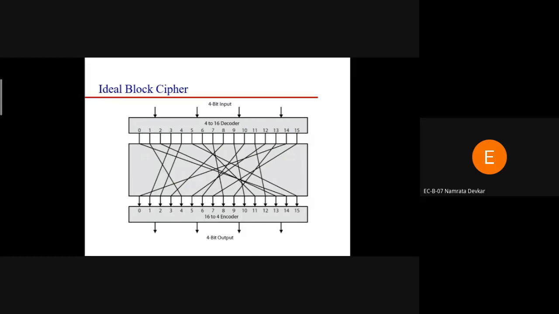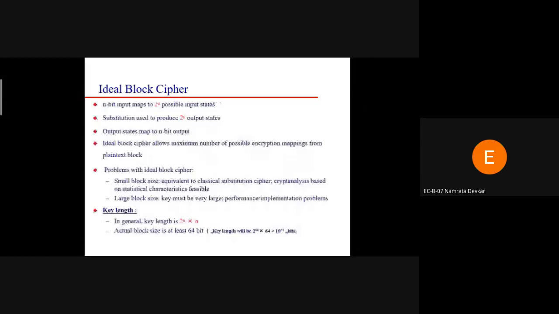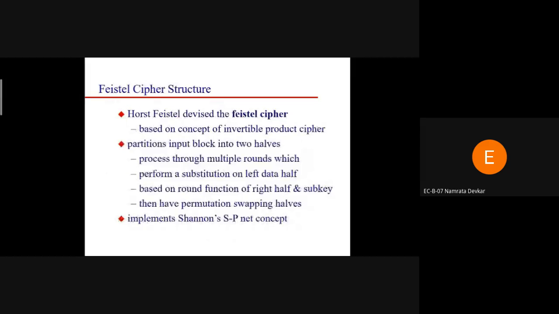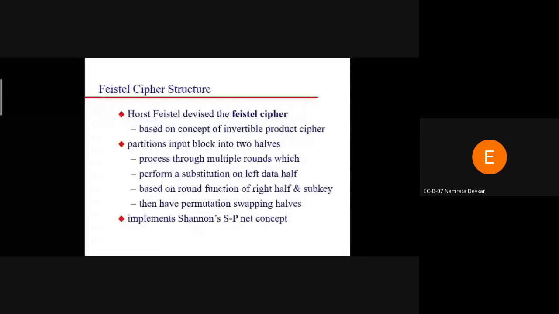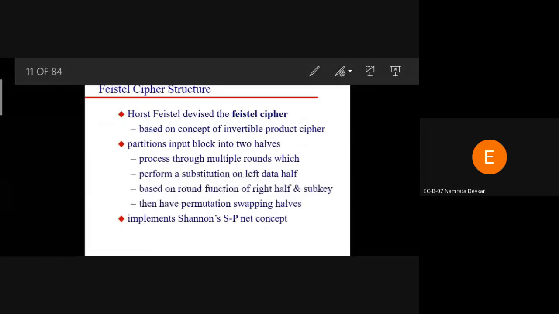There is one more algorithm called the Feistel cipher structure. We'll take this point in the next lecture. There are some disadvantages of the ideal block cipher, and due to this we use the Feistel cipher structure. In the next lecture, we will understand the disadvantages of the ideal block cipher, why it cannot be used, and what the necessity of the Feistel cipher structure is and how it can be designed.